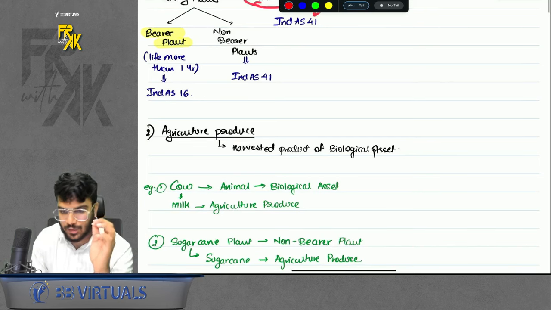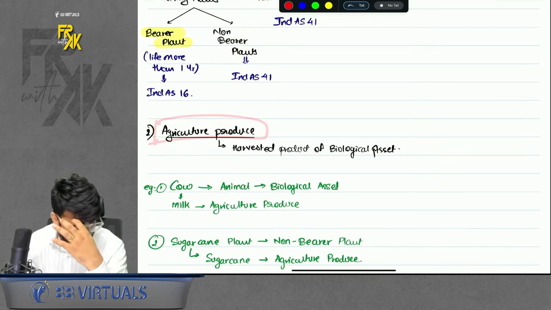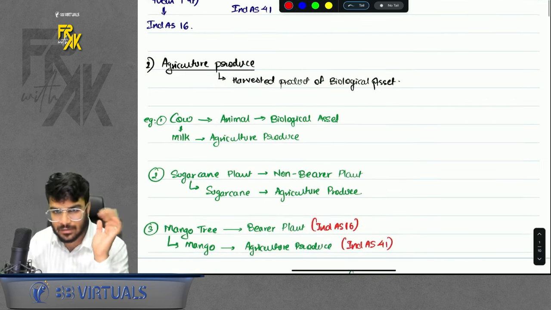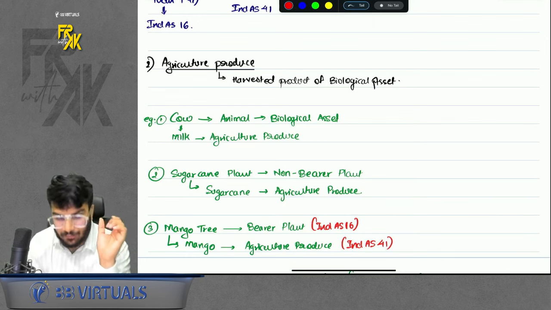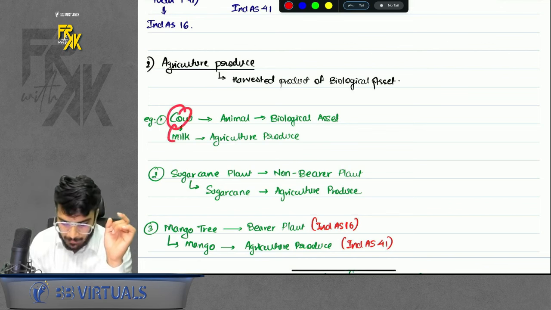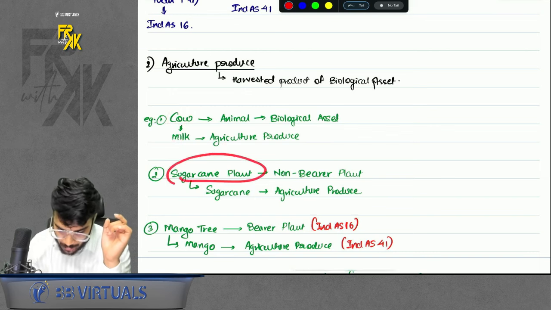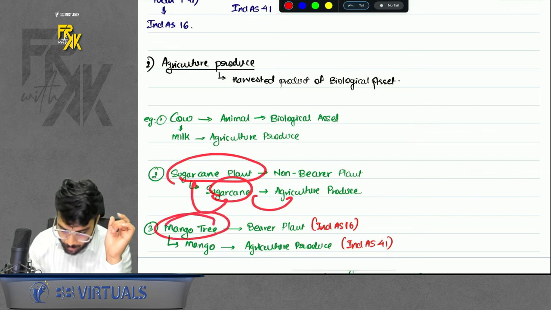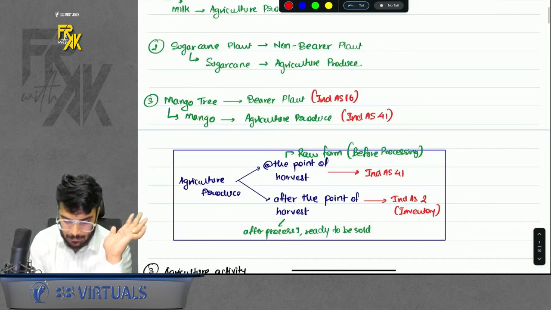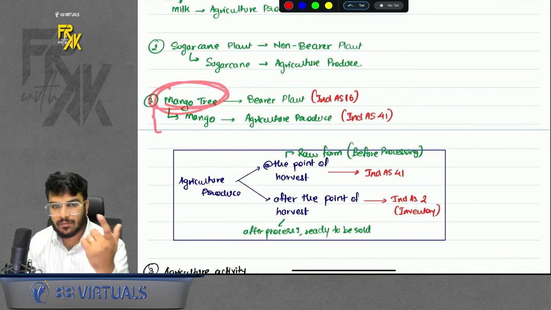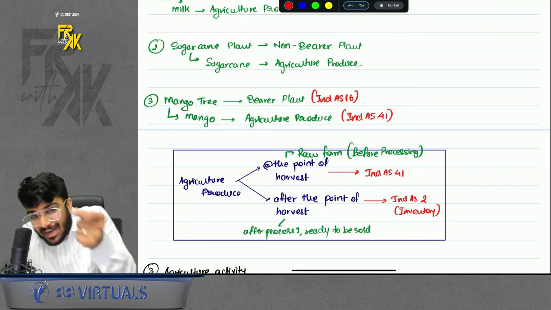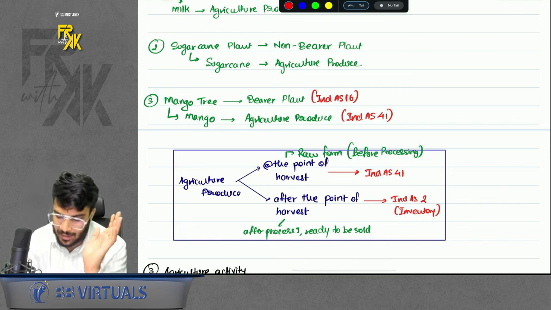Second definition was the definition of agriculture produce. What is agriculture produce? It is nothing but the harvested product of biological asset. Now what is the meaning of this? For example, whatever output you get from biological asset is agriculture produce. From cow you get milk, that milk is agriculture produce. From sugarcane plant you get sugarcane, sugarcane is agriculture produce. From mango tree you get mango, it is agriculture produce. Do remember that. One more thing: when I discussed, mango tree has a life of more than 1 year, so it becomes a bearer plant, so it is covered under Ind AS 16. But the produce from mango is covered under Ind AS 41 only.